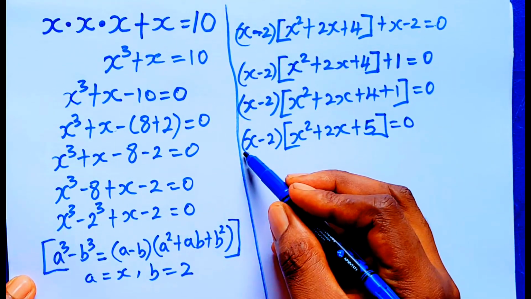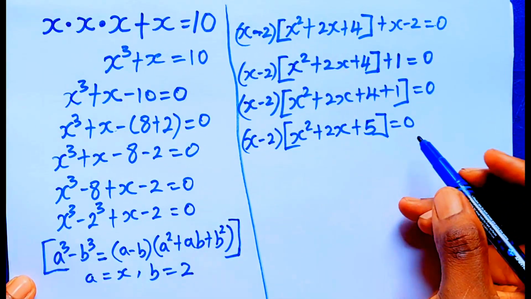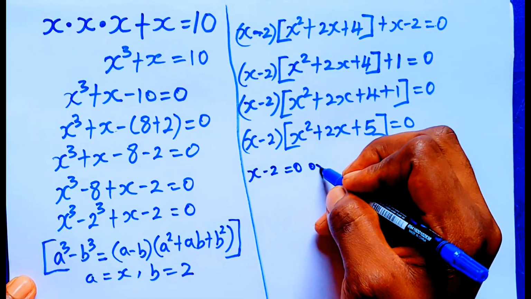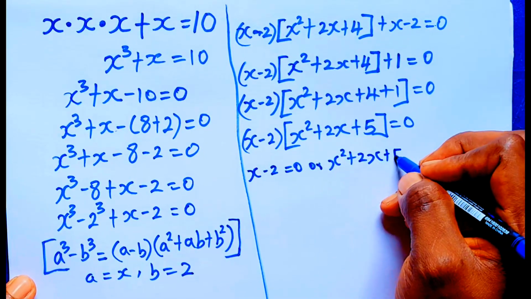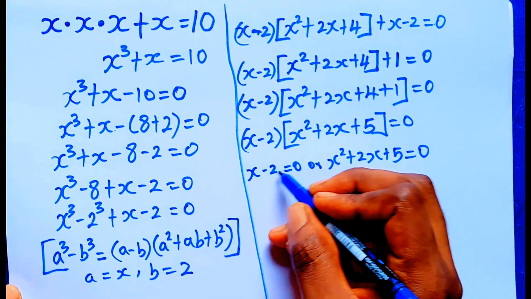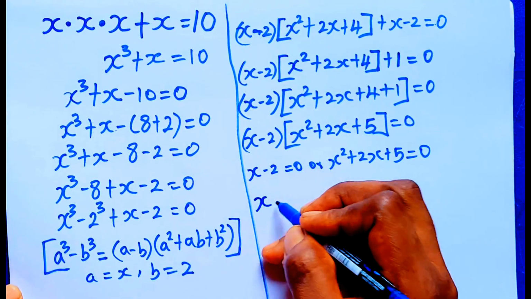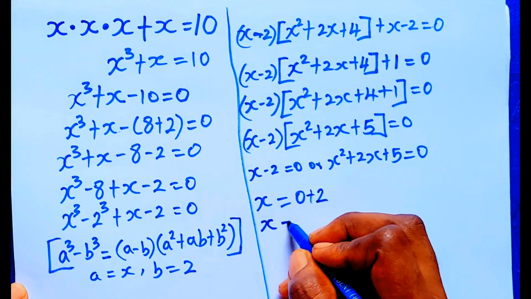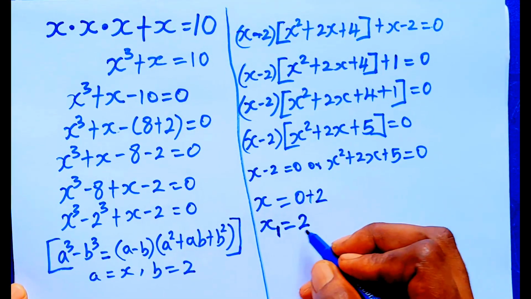Now from here, you can see that this x minus 2 is multiplying this. So we can apply the zero product rule. And the rule says that either x minus 2 equals 0, or x squared plus 2x plus 5 equals 0. Okay? So from here, this x minus 2, if we transpose the minus 2, we are going to have that x will be equal to 0 plus 2. So x here will be equal to 0 plus 2 equals 2. So we have gotten the first value of x as what?